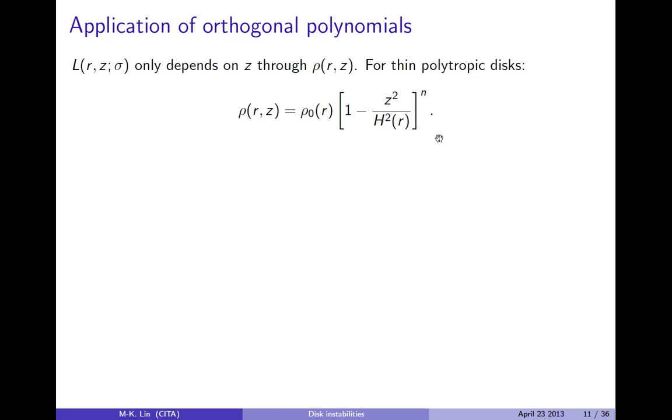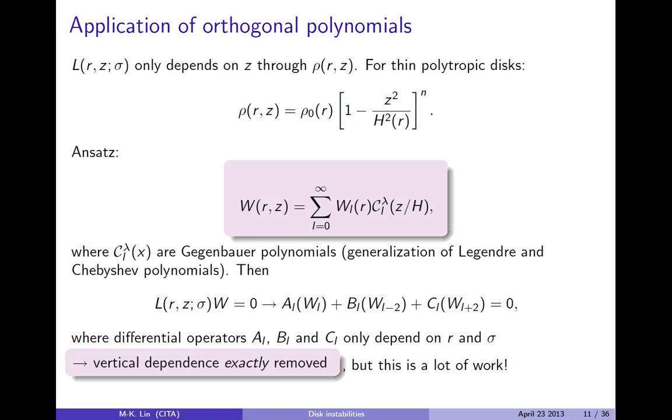And it turns out that for this particular functional form, you can look for solutions in terms of these Gegenbauer polynomials. So the enthalpy perturbation, that's our key variable, is going to be written as a series of radial eigenfunctions, W_l, multiplied by one of these orthogonal polynomials, which takes care of the vertical dependence. And it turns out that if you insert this expression into the original partial differential equation, you can convert the original PDE to a set of ordinary differential equations.